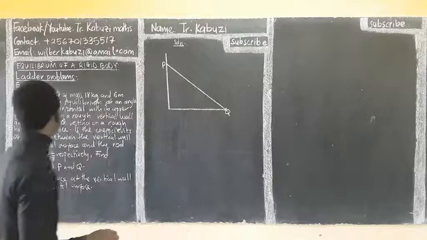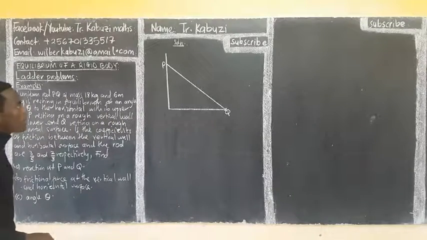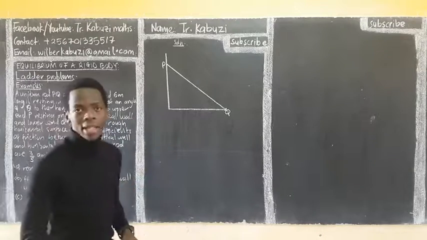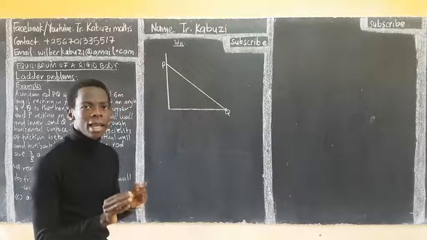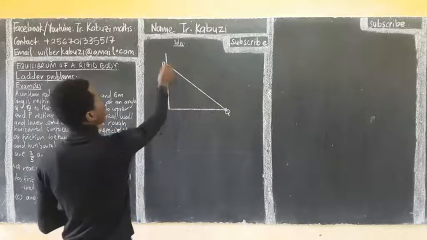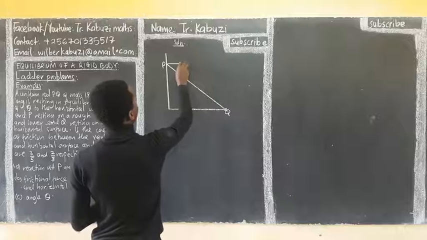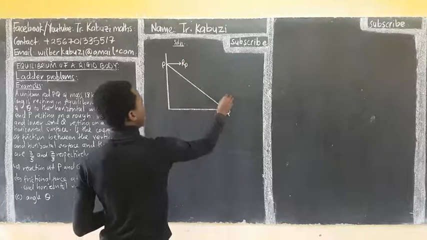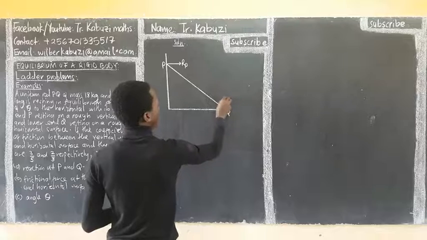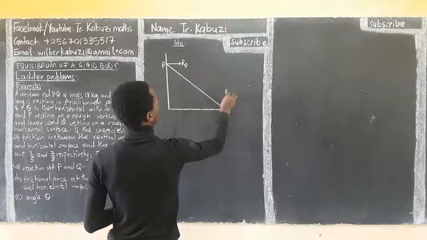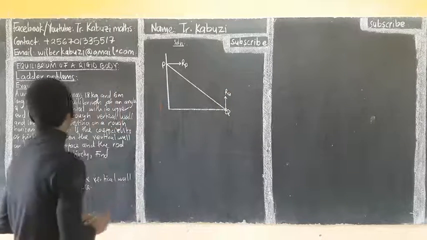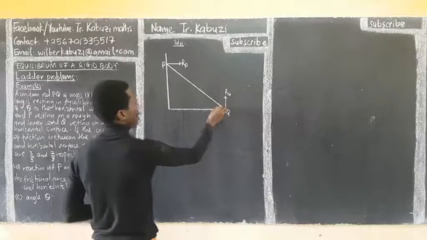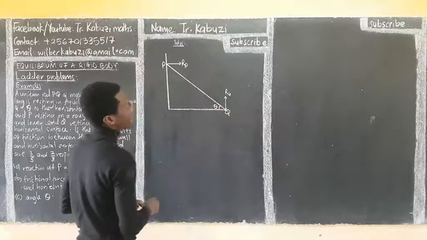So P resting on a rough wall. So you see that it is in contact. Normally when it is in contact, it means that there are going to be reactions. So I'm going to be having a reaction here at P. Then here I'm going to be having a reaction at Q. As simple as that. So this one is resting at an angle theta. We don't know that angle.